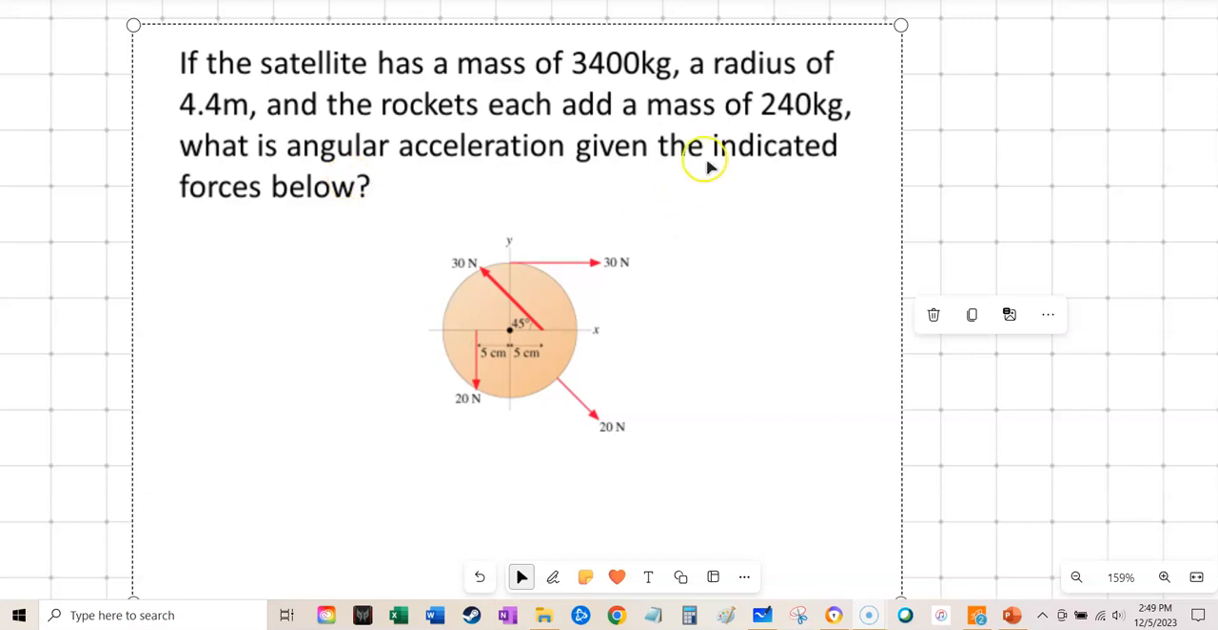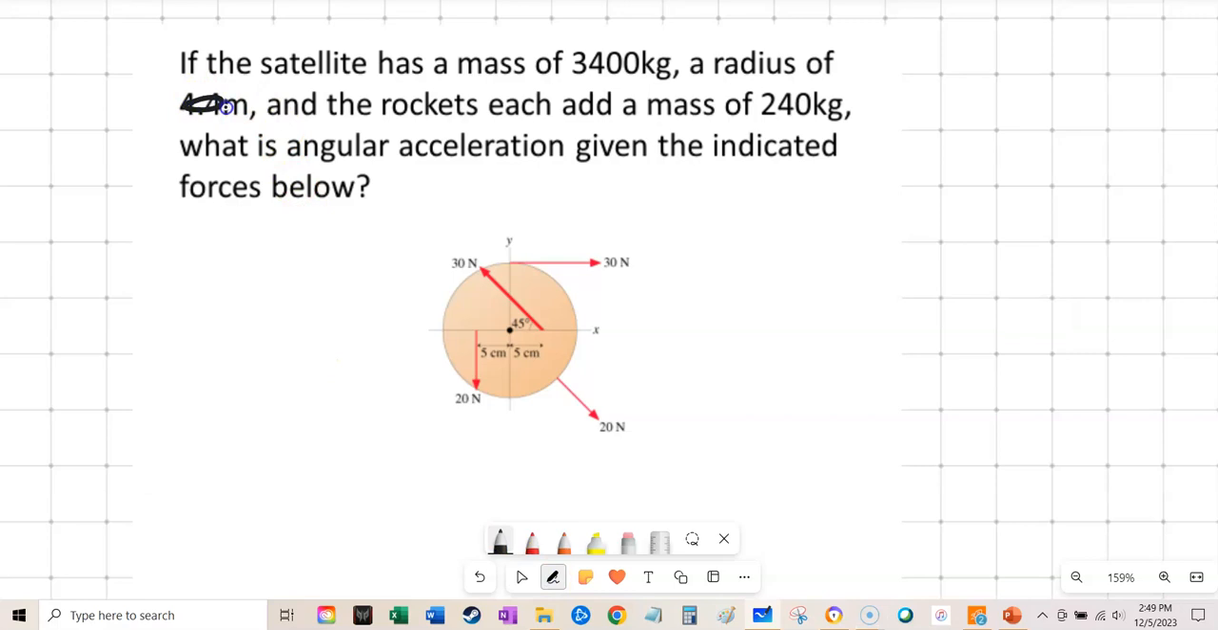And they're saying that each of those rockets has a mass of 240 kilograms, and the disk itself is 3,400 kilograms, and the radius... I think there's something wrong with this problem. It should say the radius of this is 5 centimeters out, so that's going to be a radius of 10 centimeters. So 0.10 meters. It's a really small satellite.